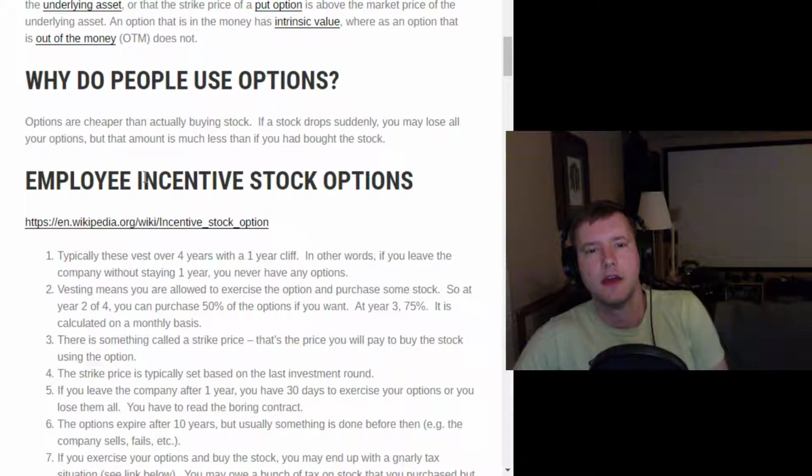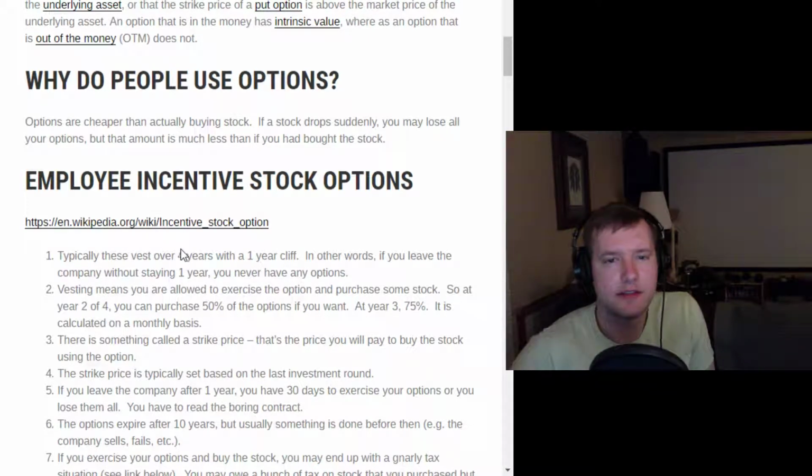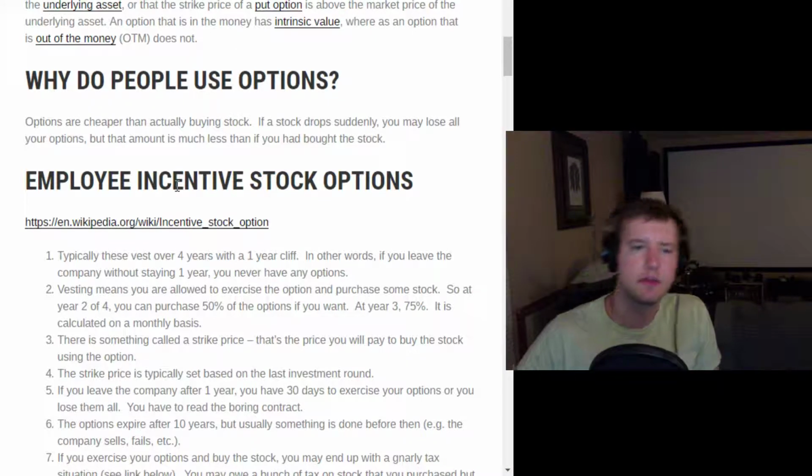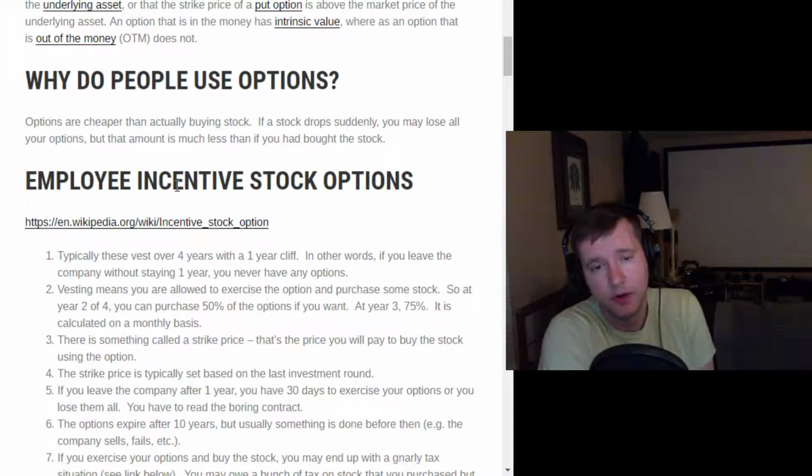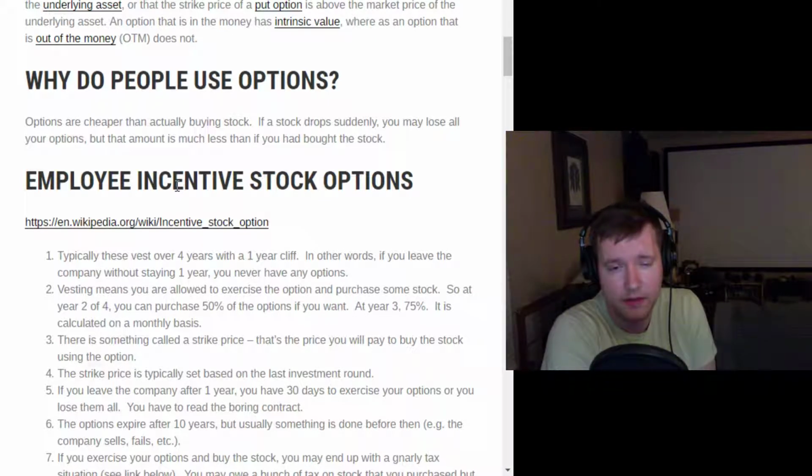Okay. I'm going to paste this Wikipedia link in the description in case you want to read more about incentive stock options. But here are some things to keep in mind when thinking about your incentive stock options. Typically, these vest over 4 years with a 1-year cliff. What does the 1-year cliff mean? It means that if you leave the company without staying for at least 1 year, then you are never allowed to exercise any of those options. You lose all the options. It's like they never existed.